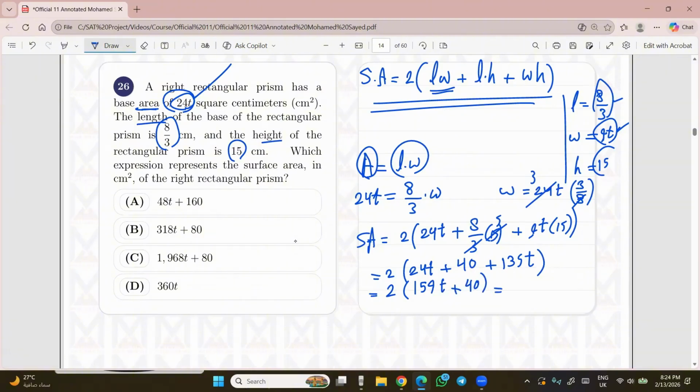Then we distribute the 2. 2 times 159 is 318t, plus 2 times 40 is equal to 80. And this is how to use the calculations. That's a good way to answer the question. And this is a formula I want you to recall every time we are asked about the surface area of a rectangular prism. So now the answer is letter B.